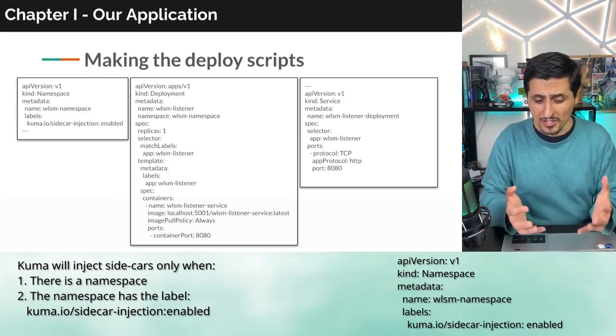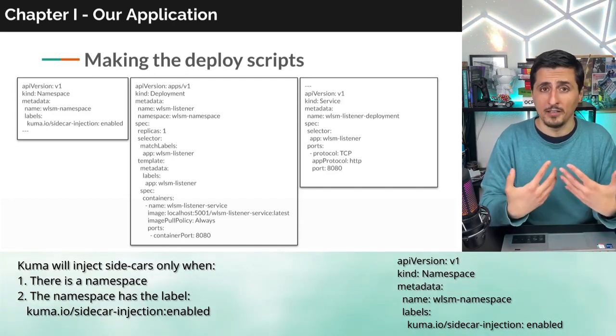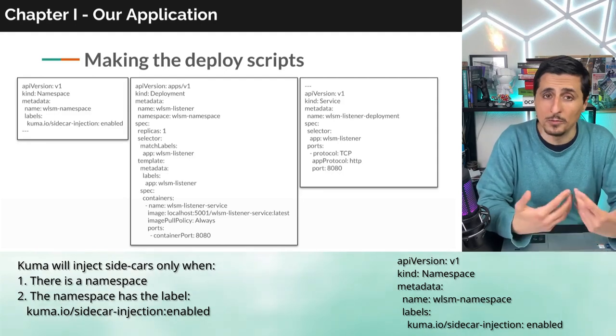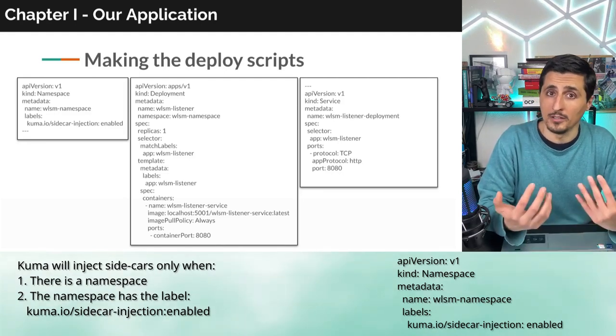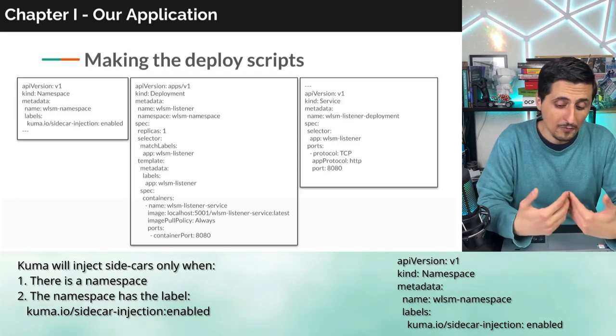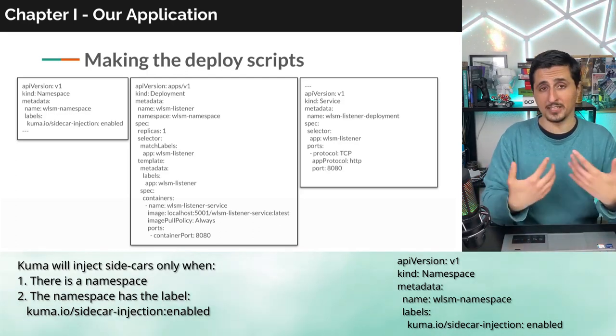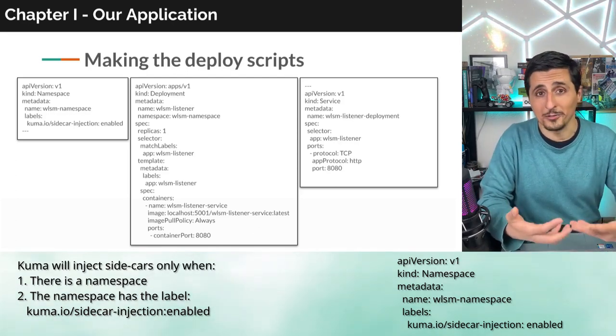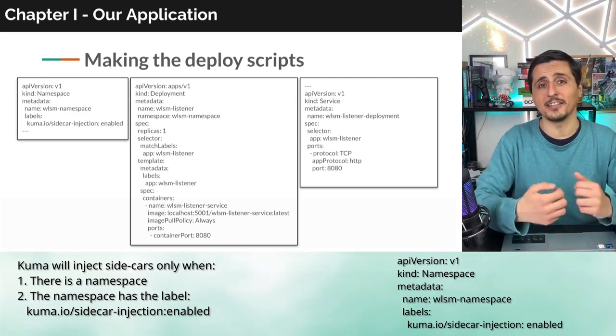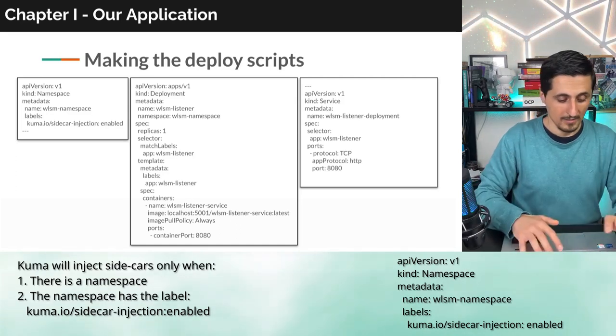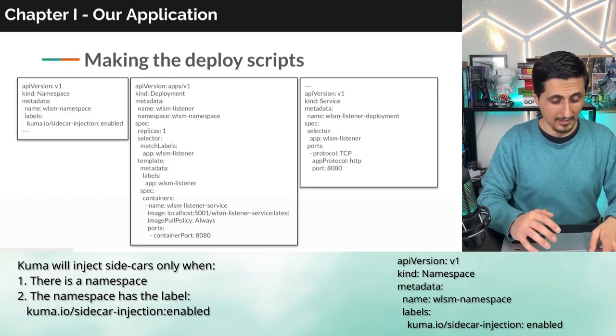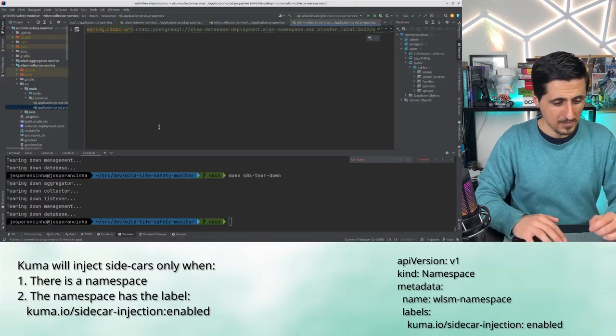Finally, we define our service, and this is just a way to provide a port that we can open with port forwarding on our console, and therefore allowing us to access the services directly. It's also necessary to deploy the services inside Kubernetes. Now let's have a look at the other scripts.